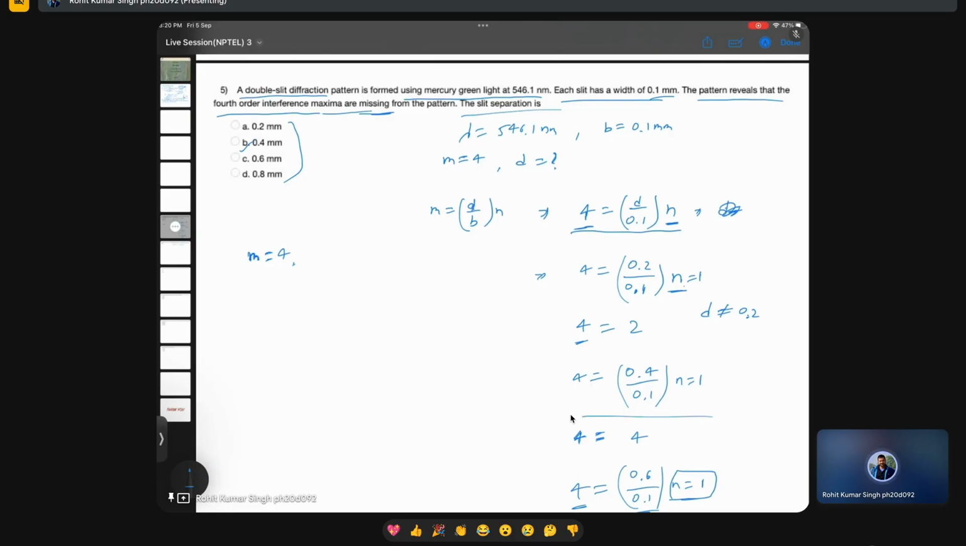Otherwise, yeah, you are right. Then n equal to 2 can also be true here, and then you have this discrepancy that 0.2 mm will also be the correct option. Correct? Yes, sir.